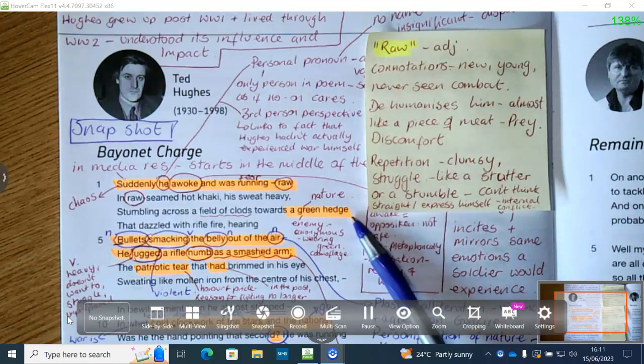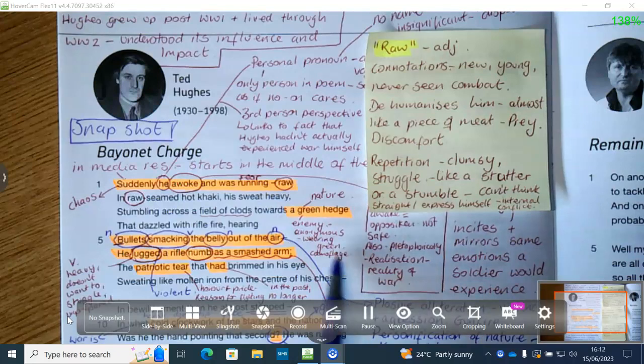The other thing that's important to notice here is the green hedge. This is the target. This is what he's running towards. And actually, this enemy here is nature. And then picking out some of these quotations to do with nature means that we can write about this poem in relation to war and soldiers, but we can also use it to link thematically with some of the nature poems. Nature is the victim here.